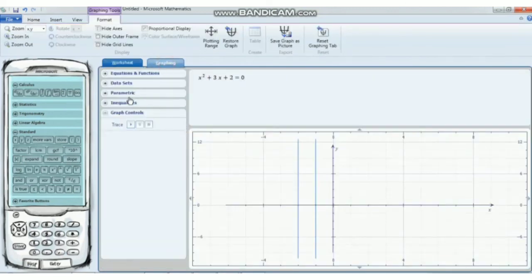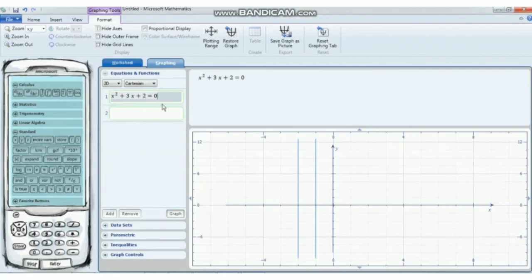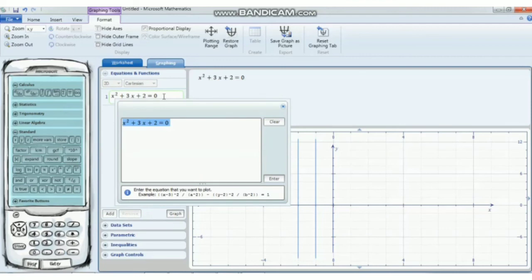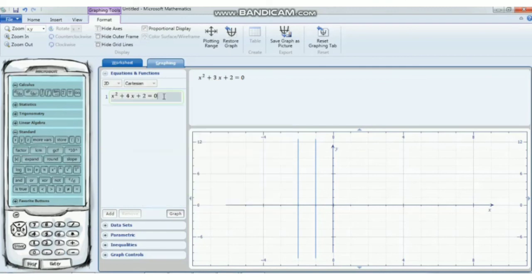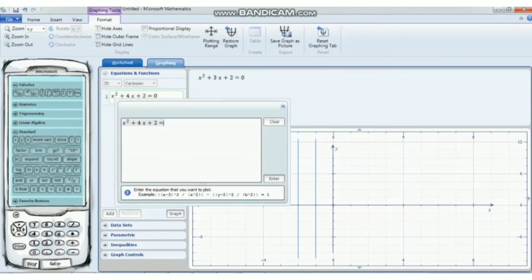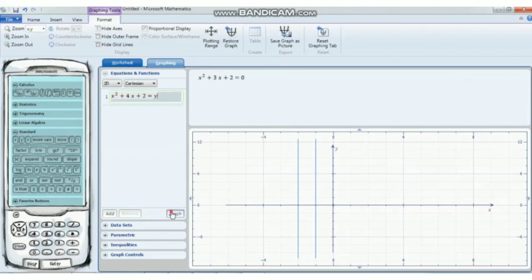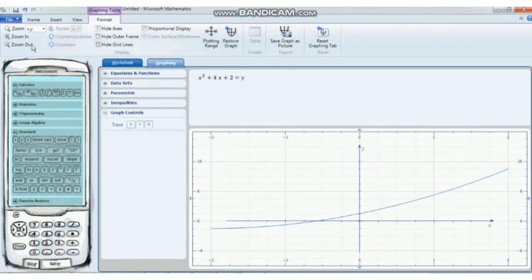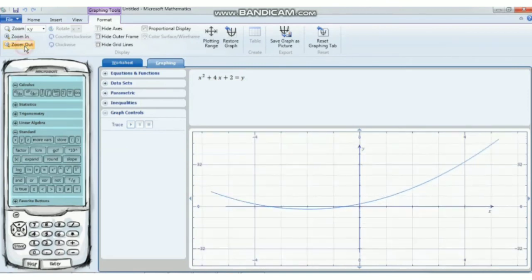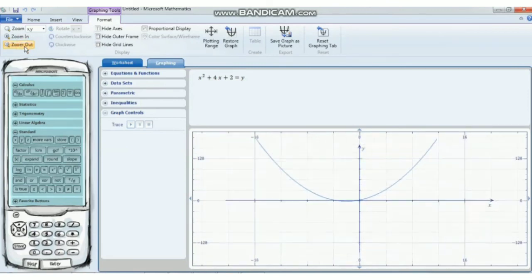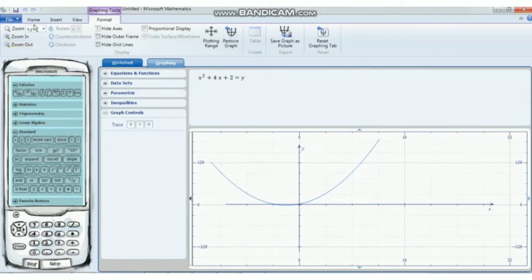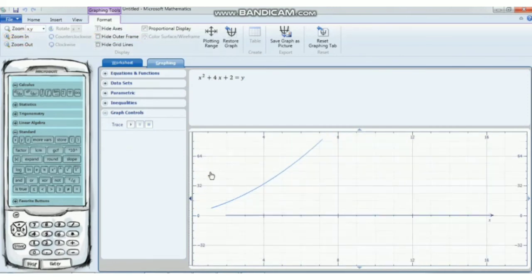And then we will check it on the graph. Fill the blank with the equation x squared plus 4x plus 2 is equal to y. The graph is like this. If you look at this graph, it shows that the graph cuts the x-axis at 2 points.